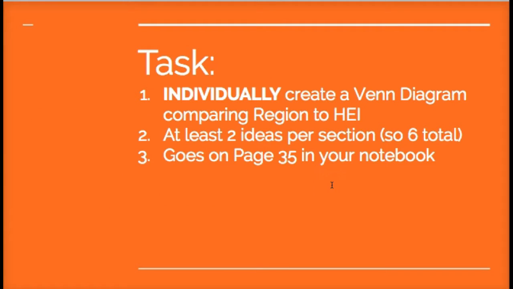All right, your individual task now is to create a Venn diagram comparing region and HEI. Yes, you can use what you just created to help you. You need to pick your best 2 for each section. So you have to have at least 2. If you have more, that's awesome. It'll help you out later. But you have to have at least 2 and pick the best ones for that section. So it's going to go on page 35 in your notebook, and here's what that will look like.